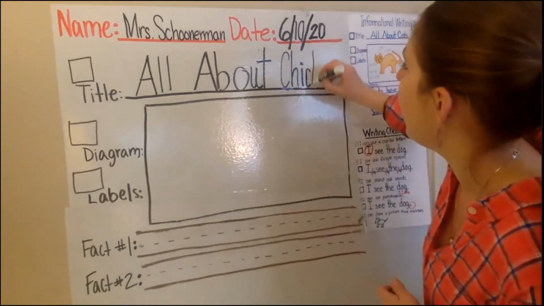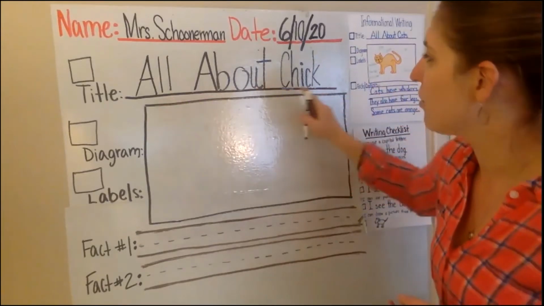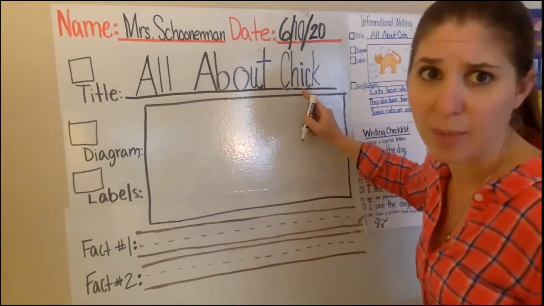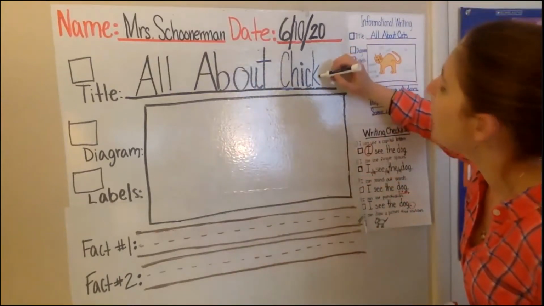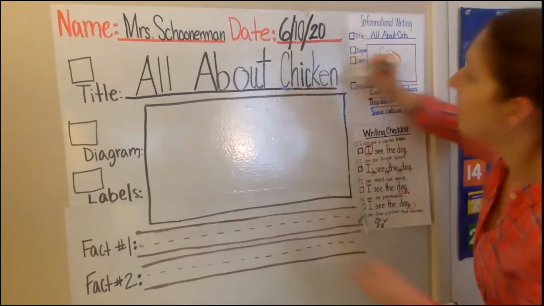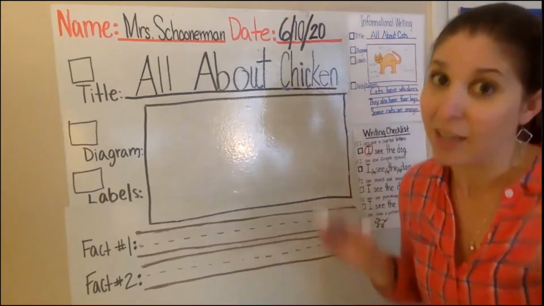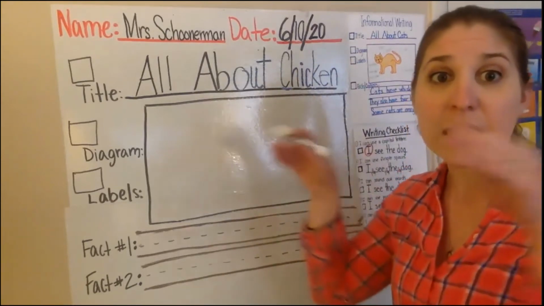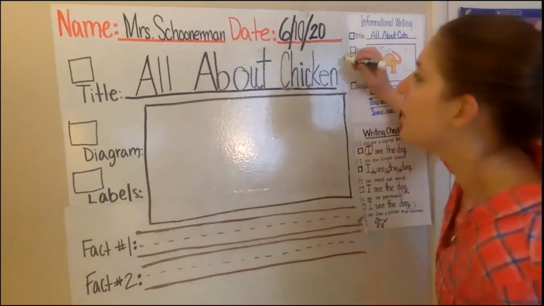So add a K as well. Chick. All about chick. That's not what it's all about. It's about chickens. And so it ends in the letters E, N: chicken. It's not all about chicken, it's about chickens. We want to make this plural, about all the chickens.